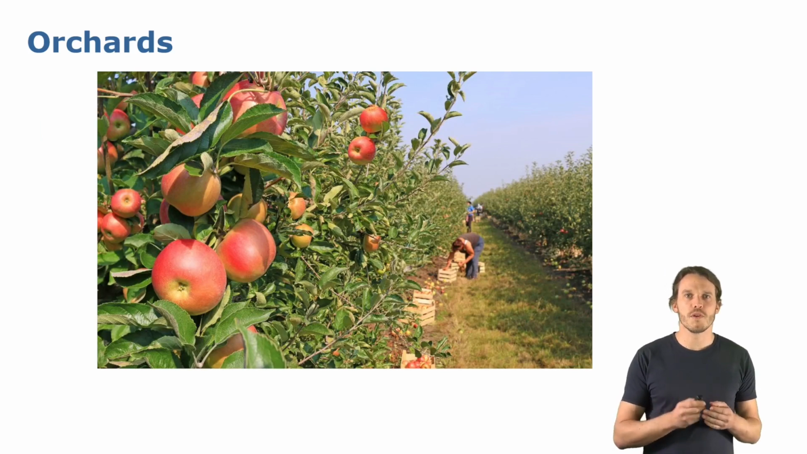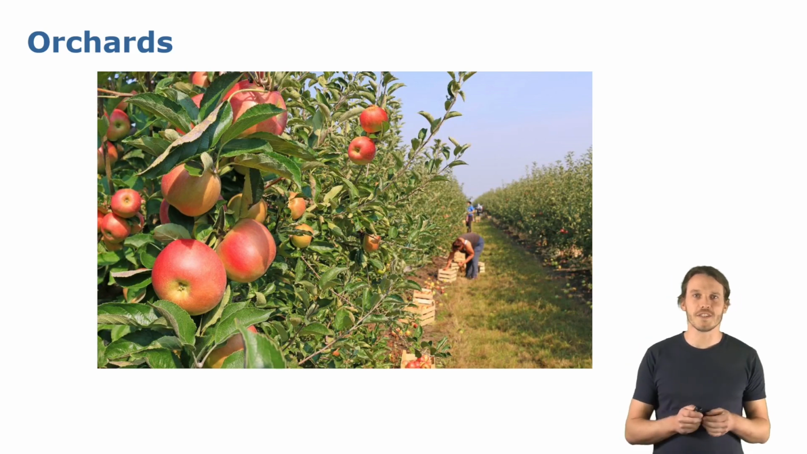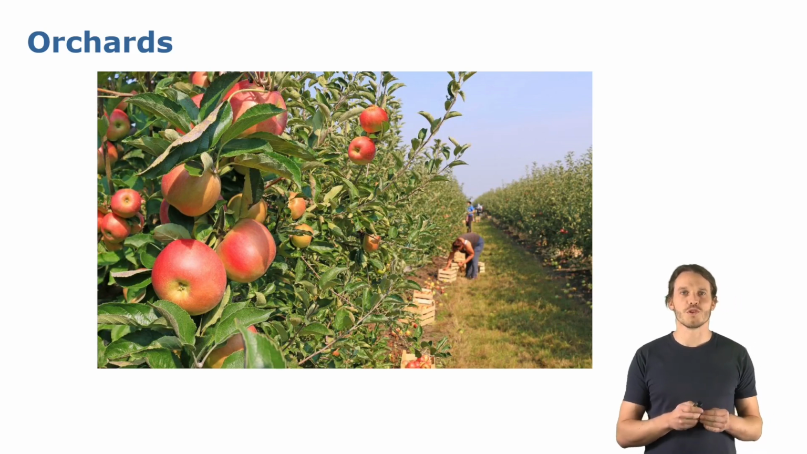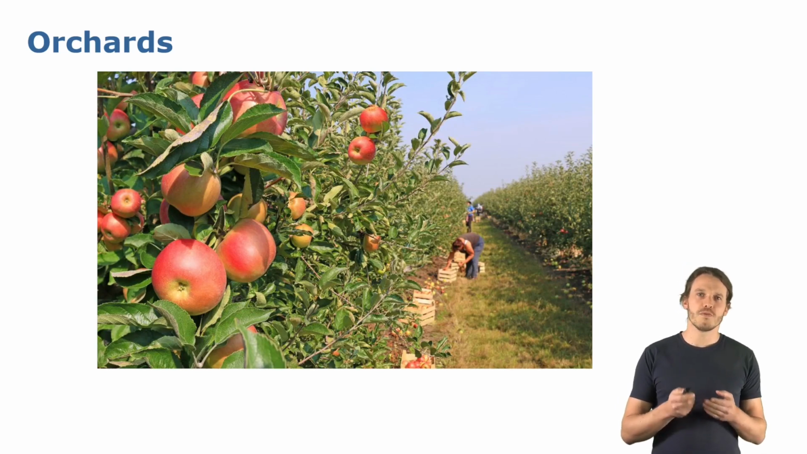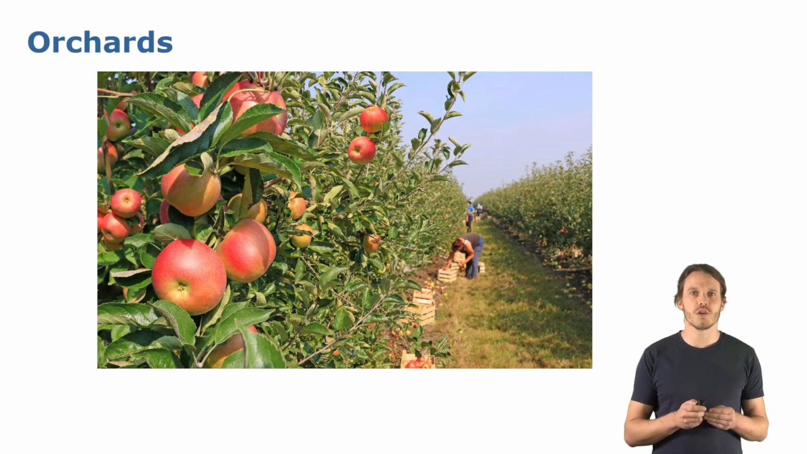It is composed of rows of trees that ideally at the end of the season look like this and are full of fruits to harvest. To make sure that there are actually many apples to harvest, a lot of management choices have to be made over the course of the season.